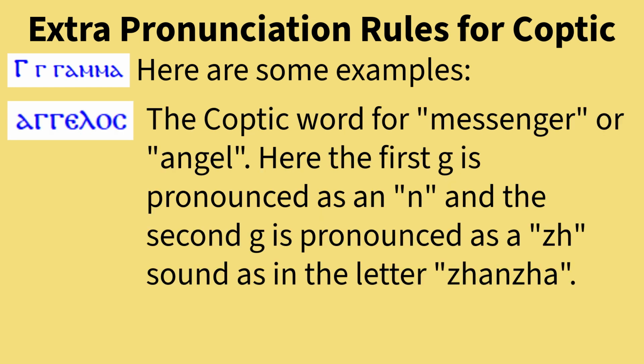This is where things get slightly more complicated for the letter gamma. We have as an example word here angelos, so the first gamma being pronounced as an N sort of sound, and the second G as a j sound. This is the Coptic word for messenger or angel, which of course is derived from Greek. Here the first G is pronounced as an N, and the second G is pronounced as a j sound, as in the letter janja.